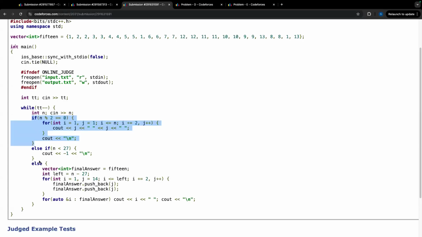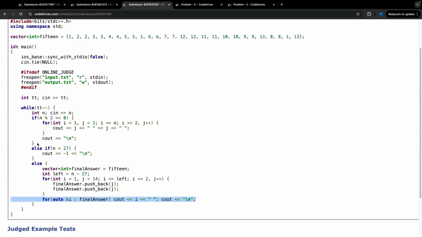If that is not the case, if n is odd and n is smaller than 27, then you print -1. Otherwise, your final answer is solving it till 27. And after that, you have some number of elements that are left. So for those many elements, you just keep pushing back pairs: 14, 14, 15, 15, 16, 16, and so on and so forth. And in the end, you just print out that array.